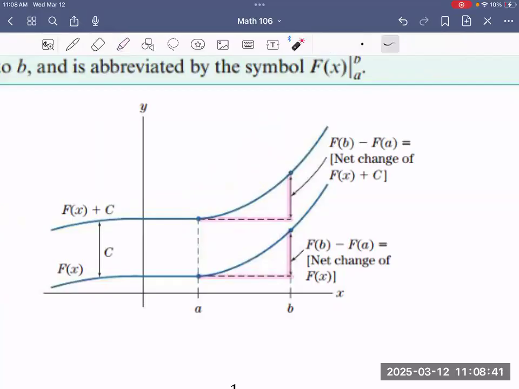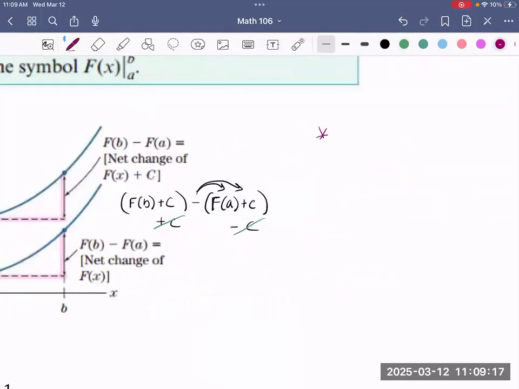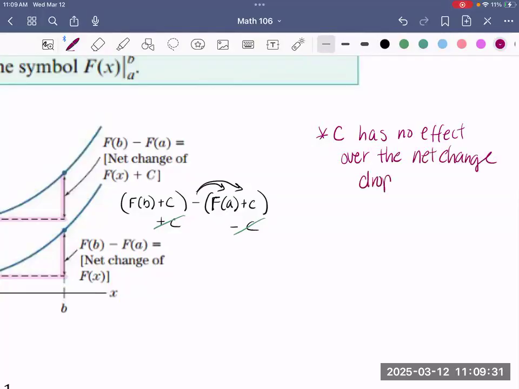Now that c goes away because you know the interval of a to b. When you subtract F of b plus c minus F of a plus c, notice that when we distribute, we have a plus c and a minus c that cancel out. So you end up dropping c. When you integrate, we do not need to do plus c because it has no effect on the integral on this portion of it. So c has no effect over the net change. So we drop c when the interval is known, if you have the integral from a to b.